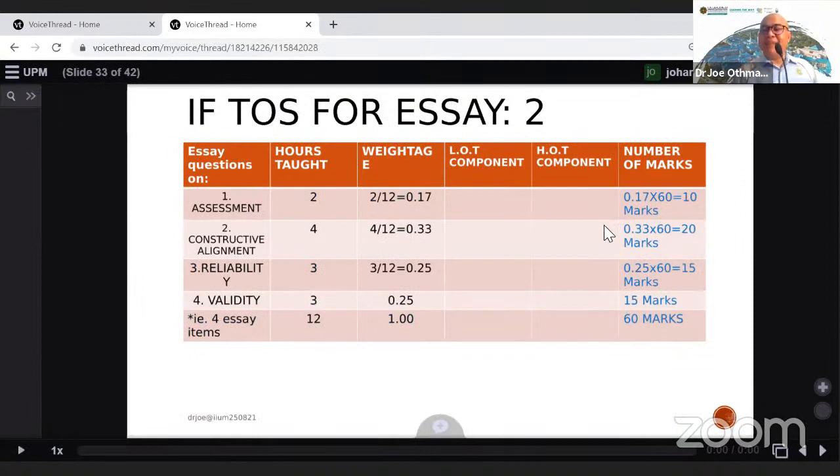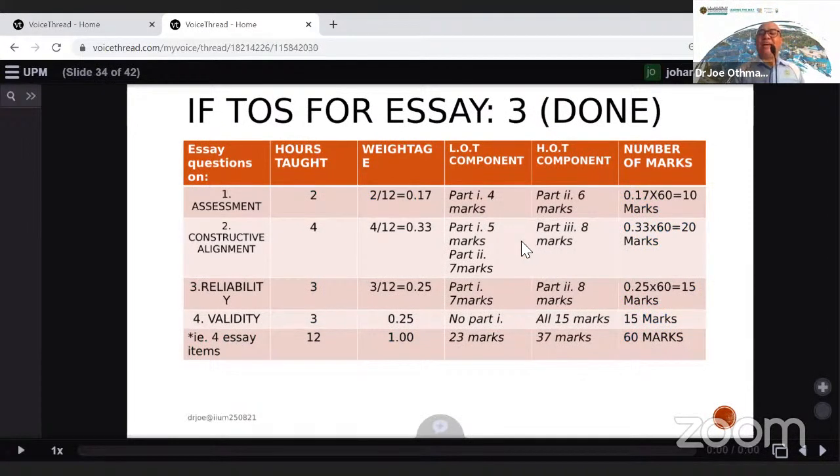Those are the marks. The same thing. See? 10 marks, 20 marks, 15 marks, 15 marks. Okay. I'm about to, my time is, Dr. Sarah, I only have 5 minutes. Okay, wait. Then, only you break down.